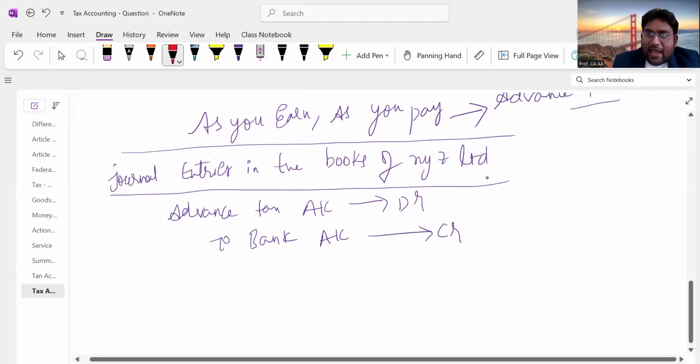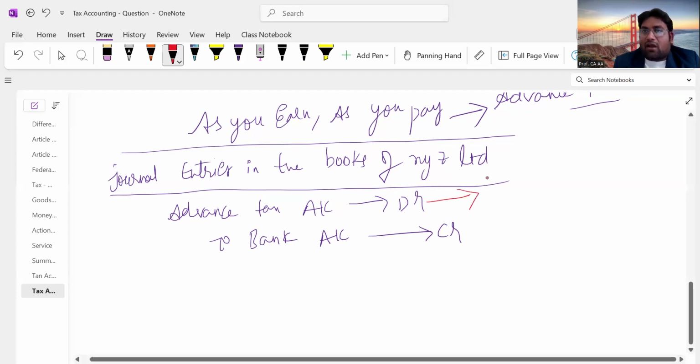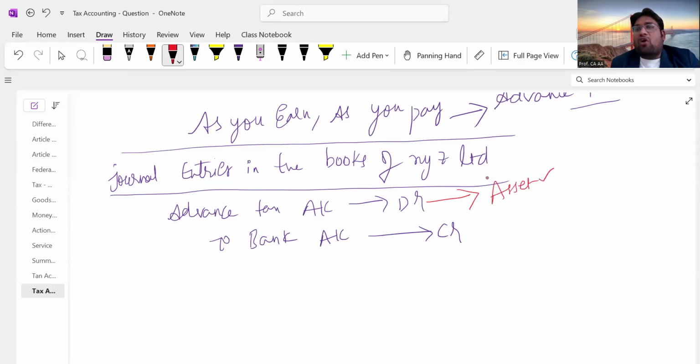Now this advance tax, which I am supposed to pay next year, but I am paying today itself. That's why, according to the accrual concept of accounting or Indian generally accepted accounting principles, I am calling this an asset. You can call something an asset when you get future economic benefits and you have control over it.